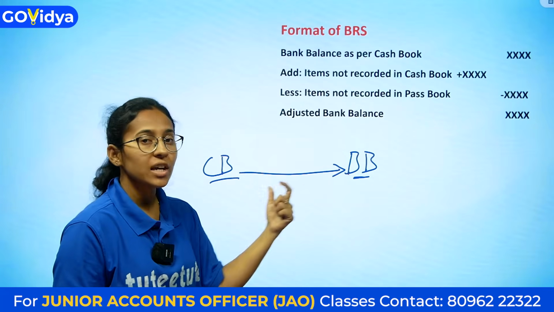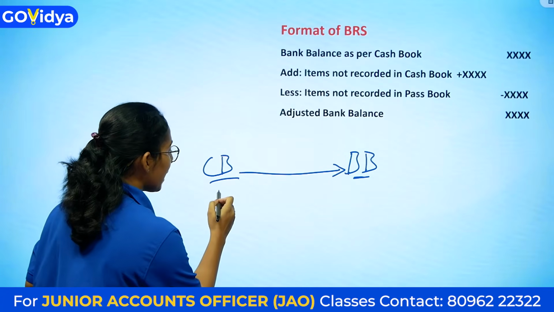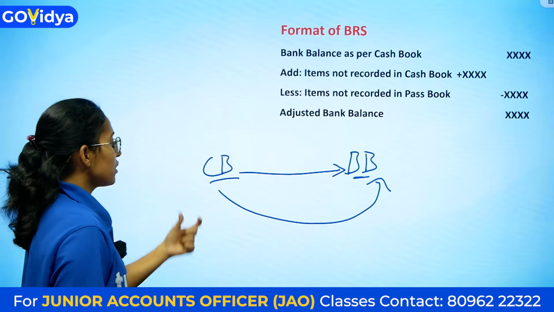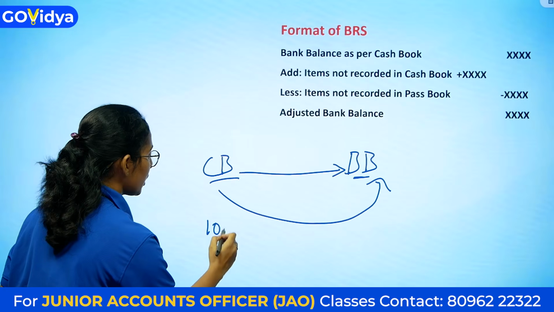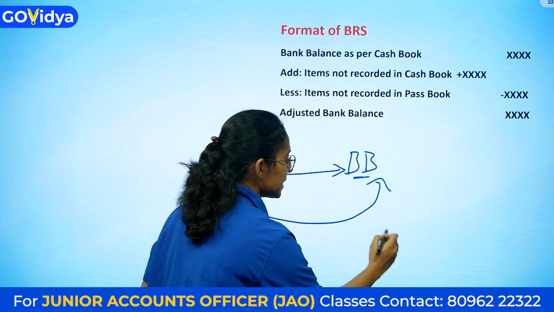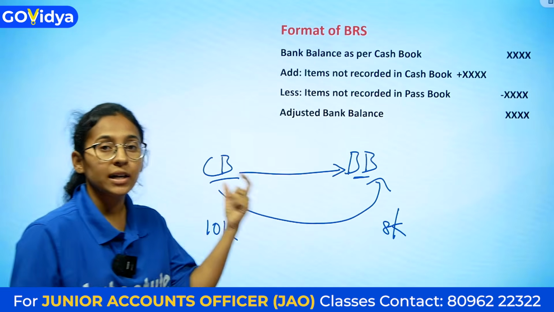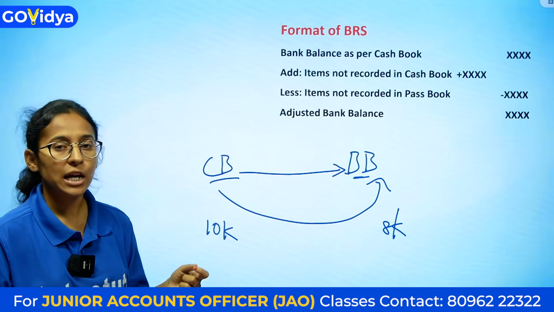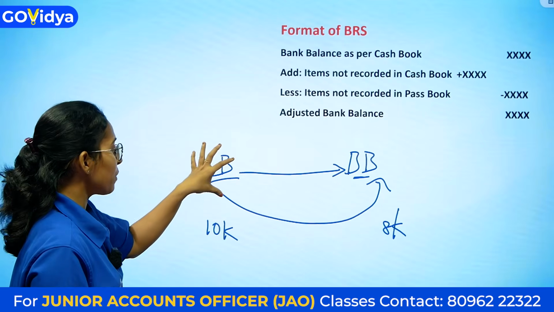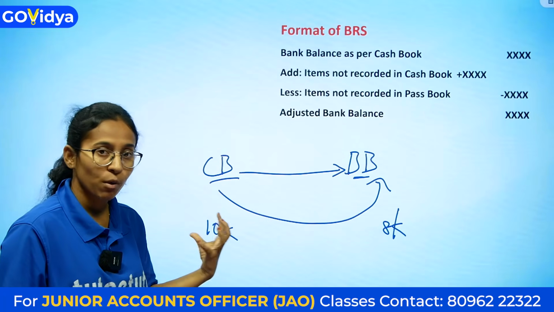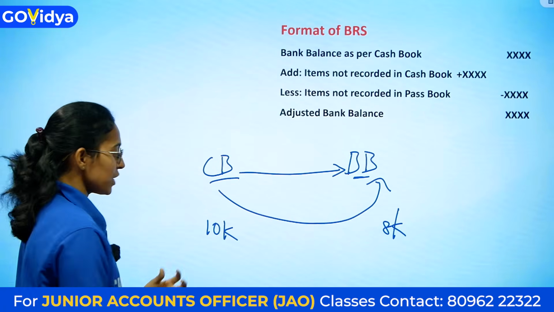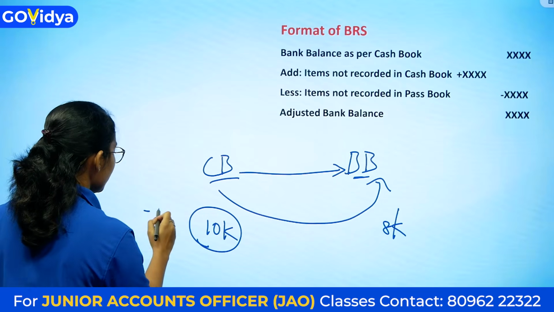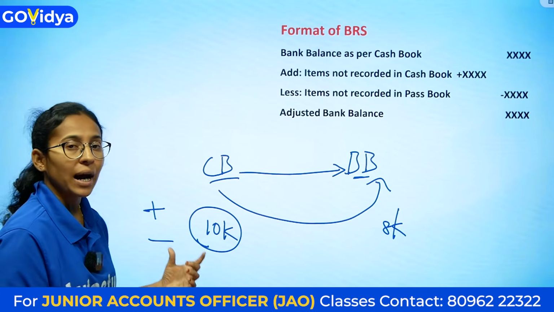Whenever we reconcile these two, that means from this balance we have to arrive at this balance. For example, now as per the cash book there is 10K. Here there is 8K. Okay, so we have already learned what are the causes for the differences between the cash book and the bank book, right? So as per the cash book, to arrive at this 10K, I might have already done plus or minus of a few activities, right?